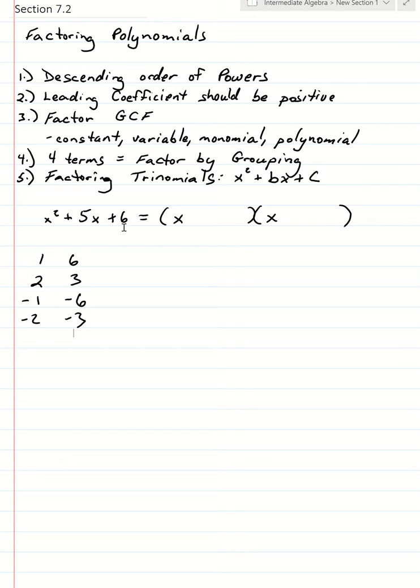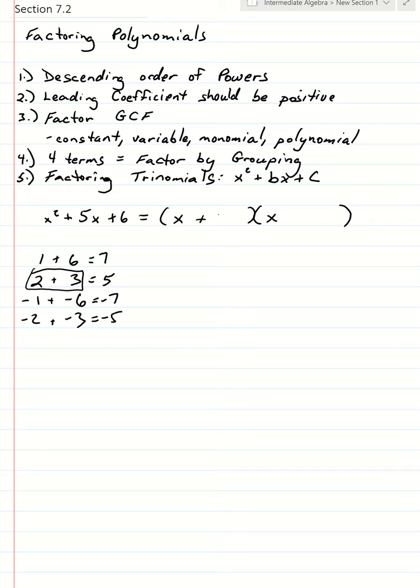But now I have 4 different sets of numbers to choose from. Which set do we go with? Well, we need the set of numbers that add up to the middle number, in this particular case, the plus 5. So let's see if we were to add these factors together, we would get 7, 5, negative 7, and negative 5. And since we need to add up to the middle number, we can go with the set of factors of 2 and 3, because when we add them together, they give us the 5.